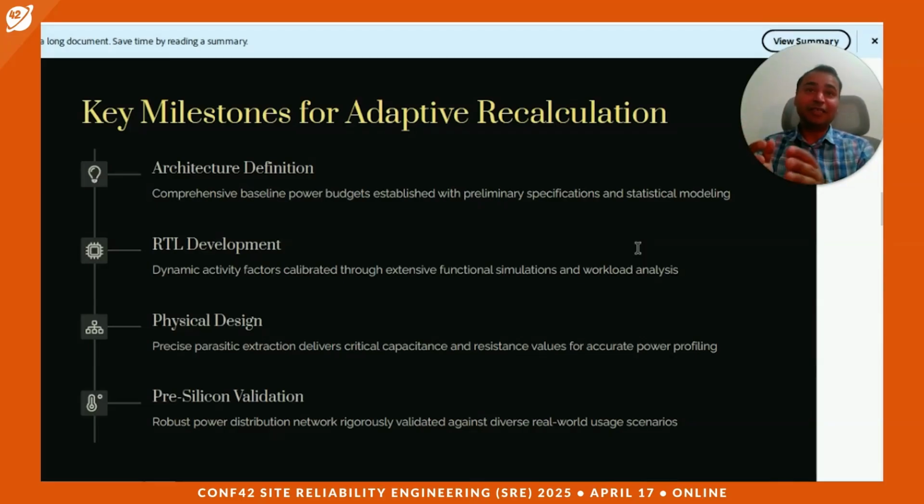Next is the physical design. When the design is placed, clock tree synthesis is done, and routing is done, we have more realistic values of load capacitance. We can have a good quality toggle rate file, and we can do much more accurate power profiling at the physical design stage. Pre-silicon validation: when our design is ready to tape out and go to the foundry for mass generation, what kind of power calculations are there?